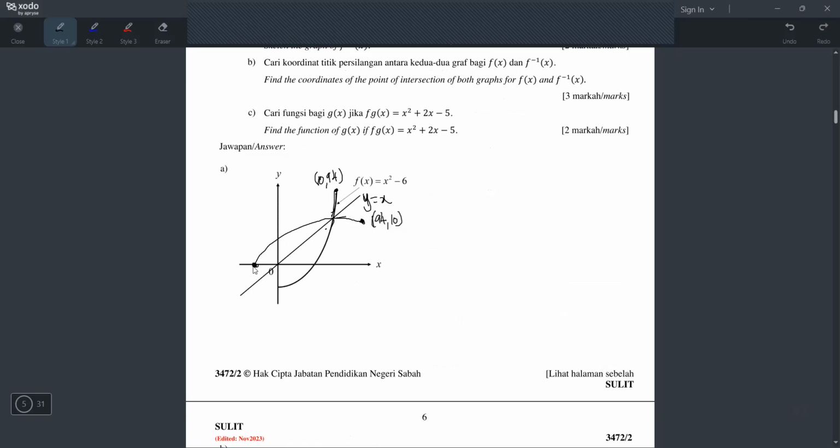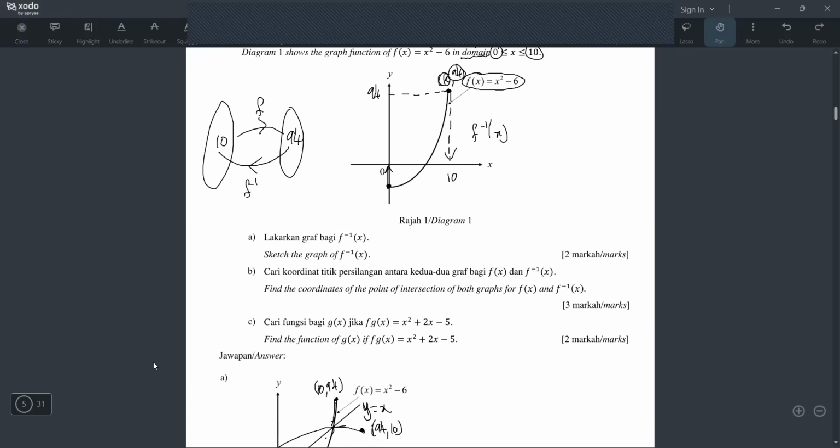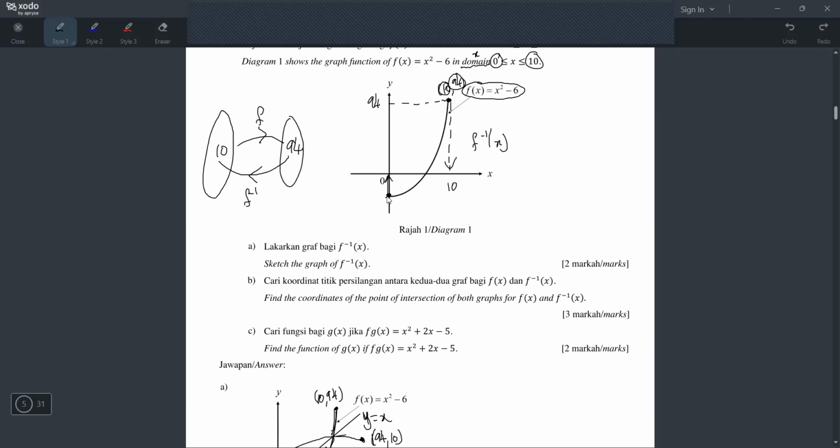And then what do you think this point will be? Okay, what is this point? First of all, can we find this point? Let's go back to the diagram. Can we find this point? The answer is yes, because this is actually the y-intercept of the curve, right? And we all know the x-coordinate is 0 here. So what we can do is take the 0 and substitute inside this equation. It will be 0 squared minus 6, which is -6.